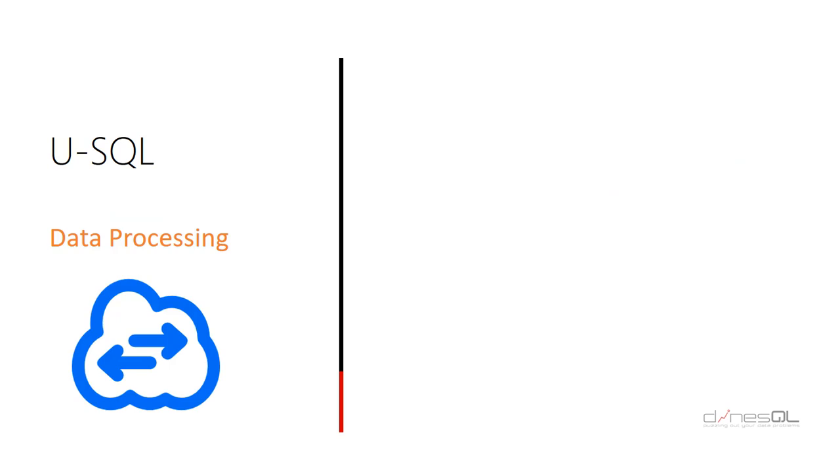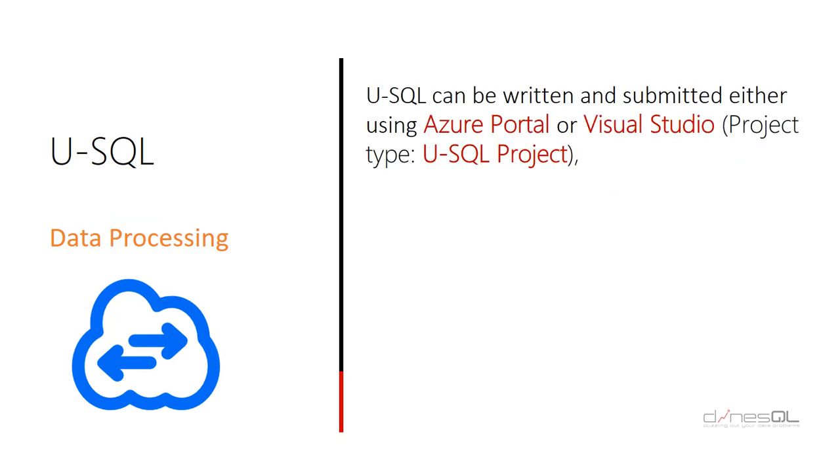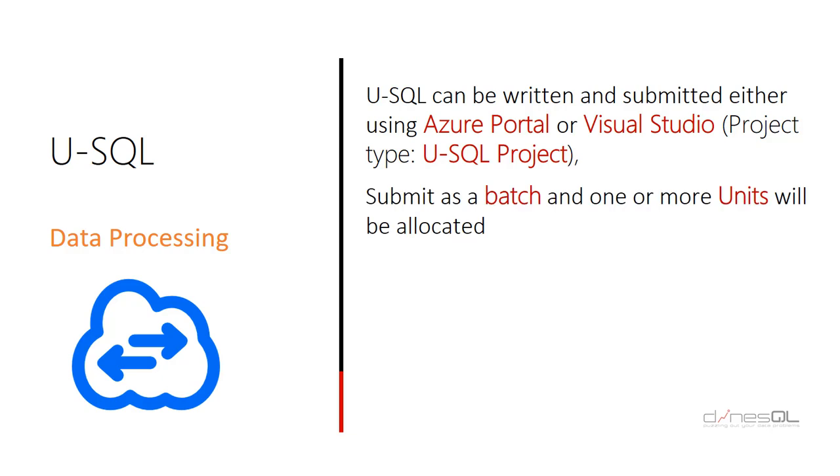Let's try to understand how it processes data. We can submit U-SQL queries in many ways. However, we usually use either Azure Portal or Visual Studio. If you're going to use Visual Studio, you need to make sure that you have installed Azure Data Lake tools for Visual Studio. The query will be executed as a batch and units will be allocated to the query for parallel processing. We need to decide the number of units required for the query and pass it with the query. That's how you start executing your query.